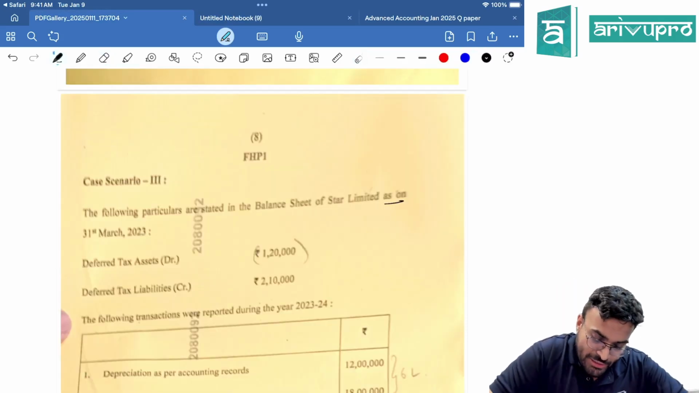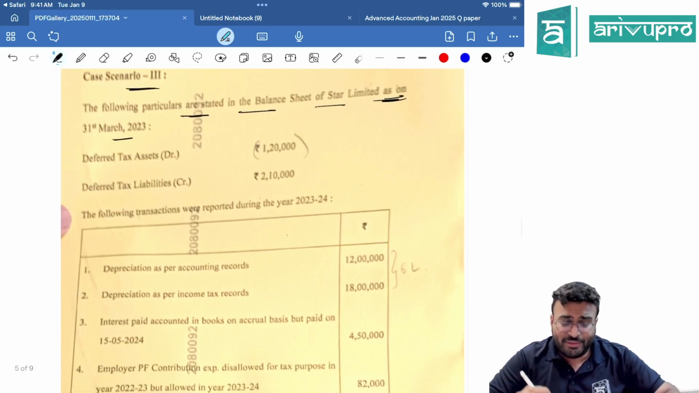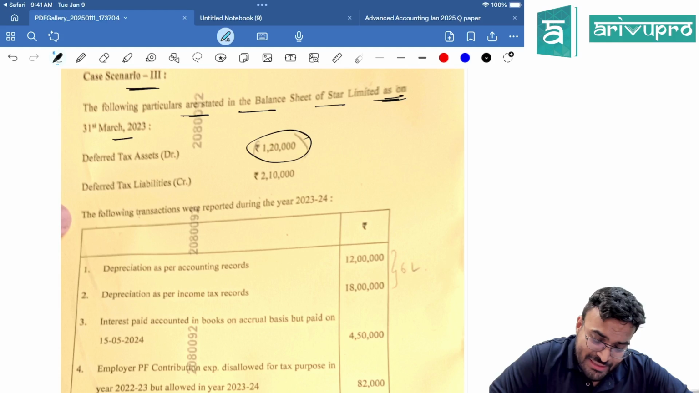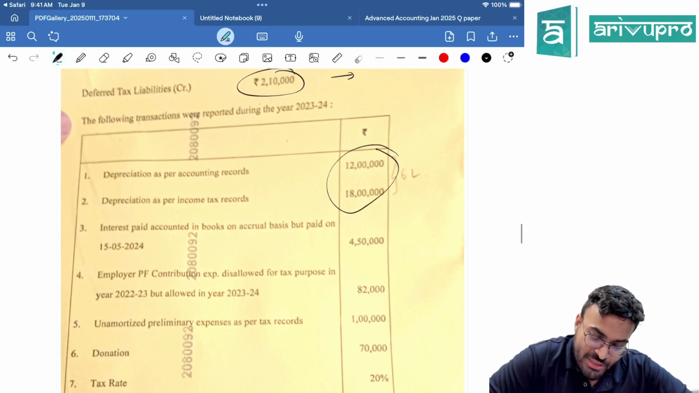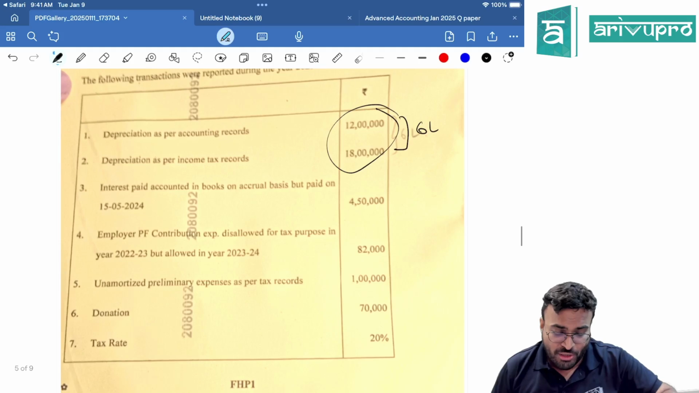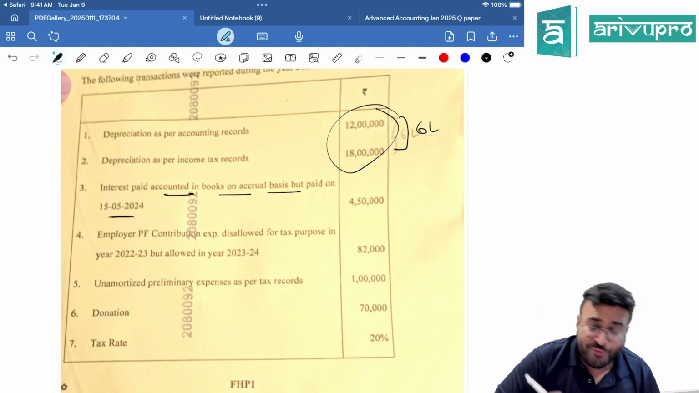Okay, have a look at case scenario 3. The following particulars are stated in the balance sheet of Star Limited as on 31st March 2023. They have deferred tax asset, and they have deferred tax liability. Both are there. Now depreciation as per records is going to cause a difference of 6 lakhs. Interest paid is accounted in the books on accrual basis but paid on 15/5.